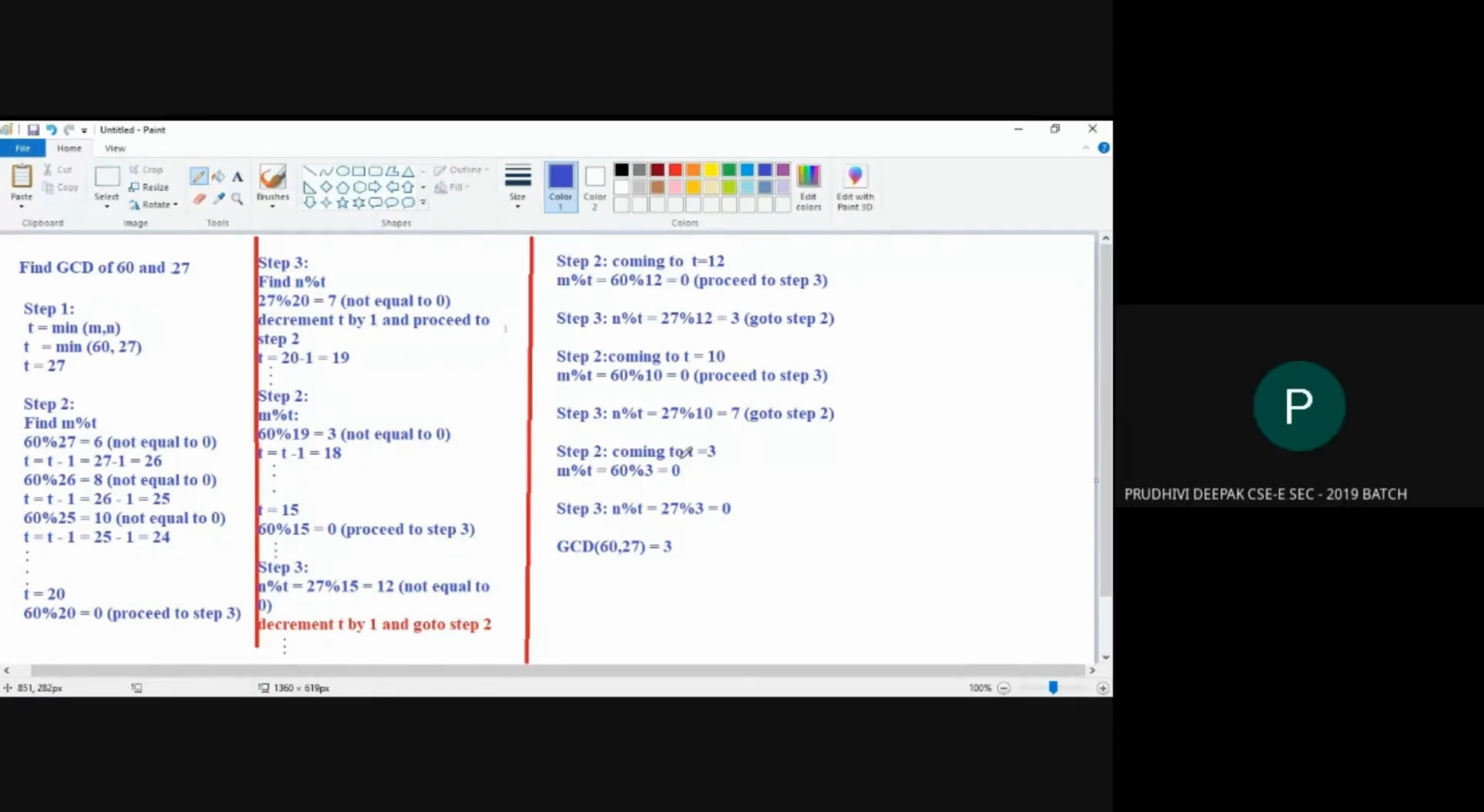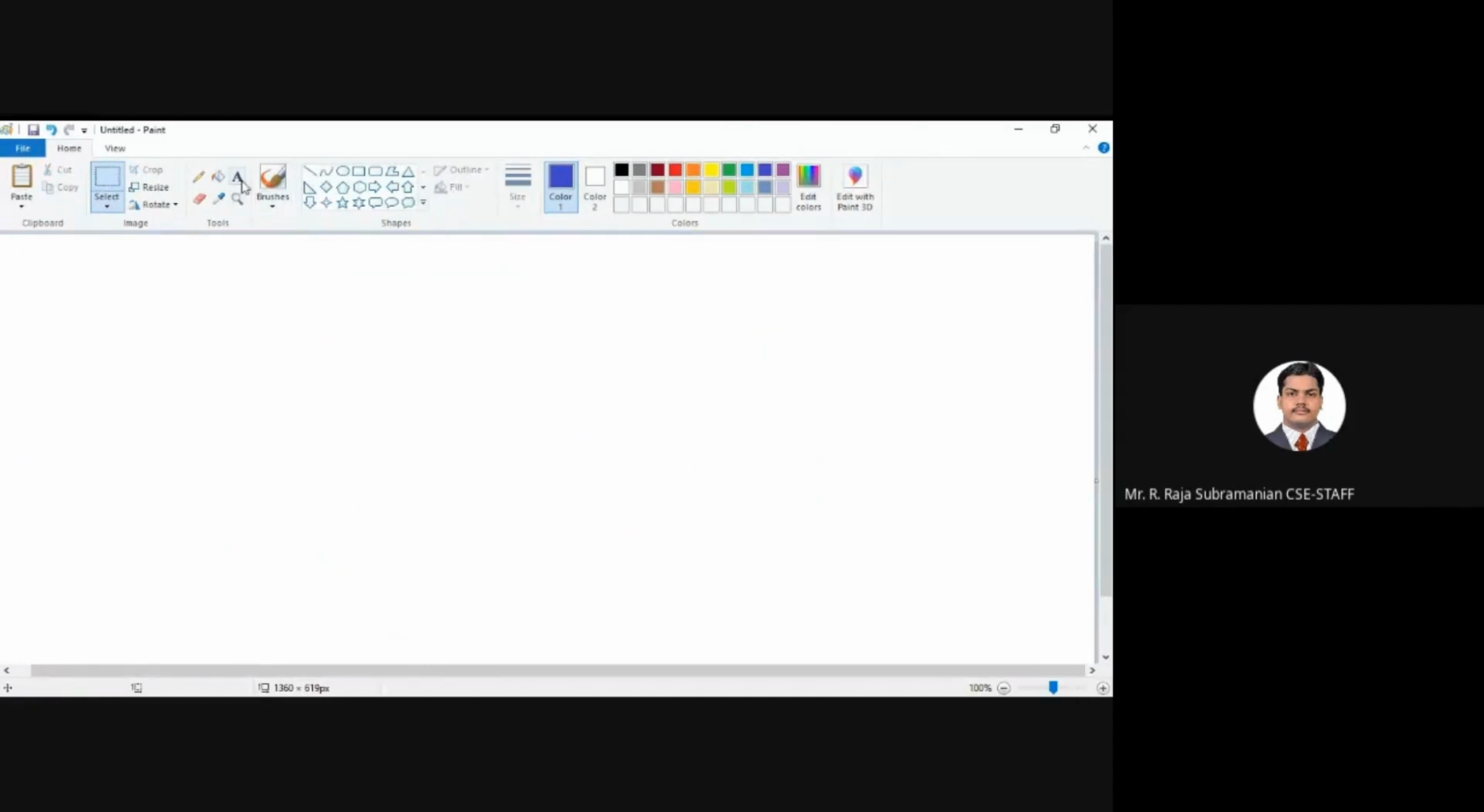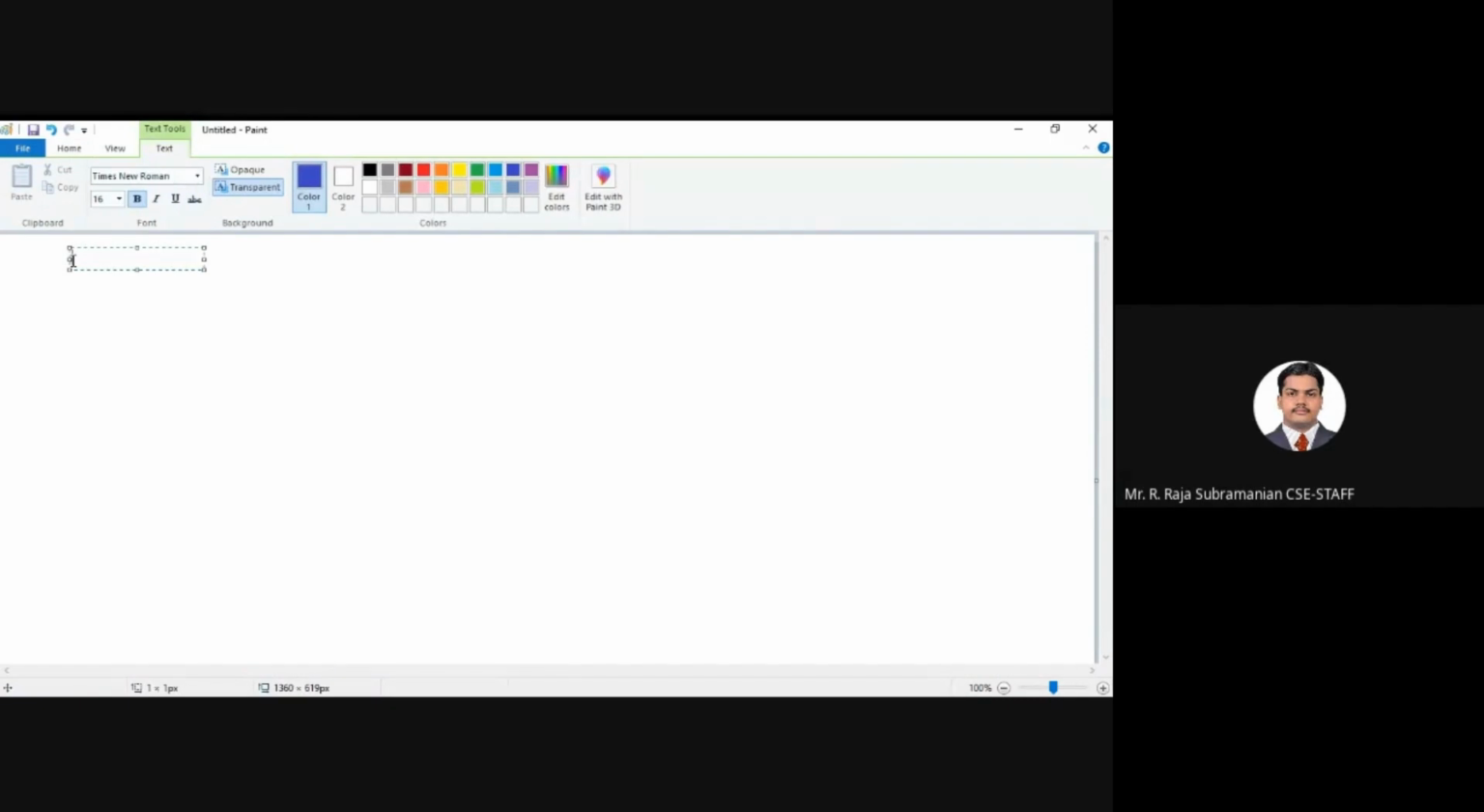Yes, sir. Now I'll delete this. This is consecutive integer checking. The third one is the most beautiful one. Within 2 lines, I can find the GCD of two numbers. That is called the middle school procedure for finding the GCD of two numbers. Middle school procedure. First one is Euclid. Second one is the consecutive integer checking algorithm. Third one is the middle school procedure.